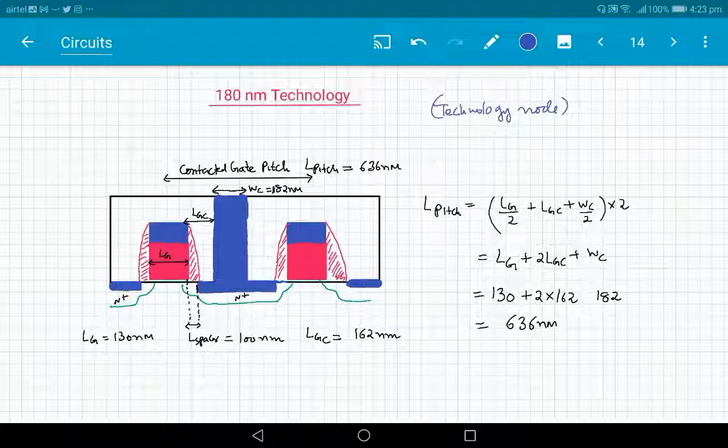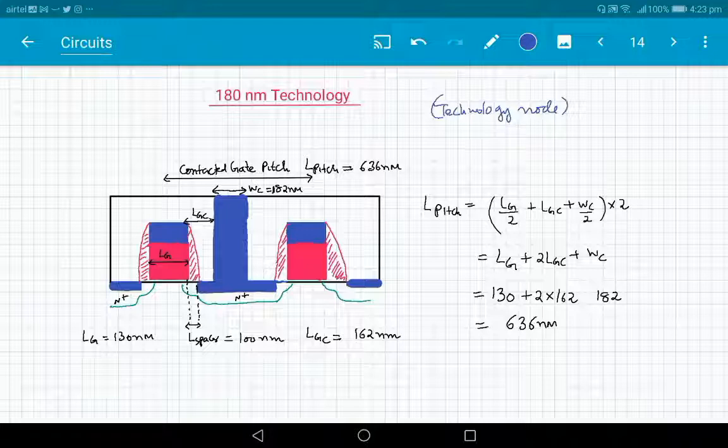And there was a time when we said something like 1 micron technology. It meant that the minimum channel length, minimum gate length that we can have is 1 micron. Or when we said the technology is half a micron, what was meant was that the minimum gate length was half a micron. Usually the gate length is the minimum dimension that is there in a technology.